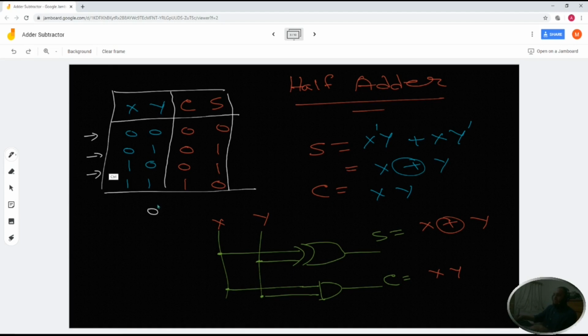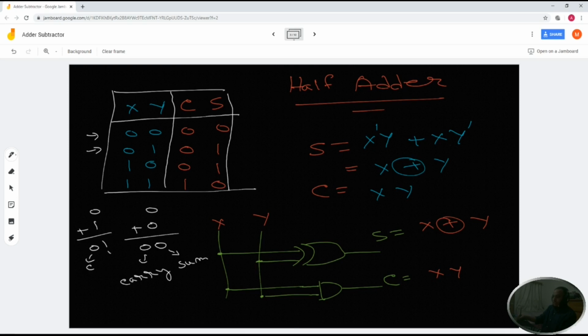Okay, let's do this for the first pattern. For the first pattern we have X as 0 and Y as 0. We will find the addition of X and Y. So for this we will get the result of addition as 0, and I will write it in 2 digits, where this bit represents sum and this bit represents carry. So for the second pattern we will add X and Y again, and we will get the result as 0 1, where 0 is the carry and 1 is the sum.